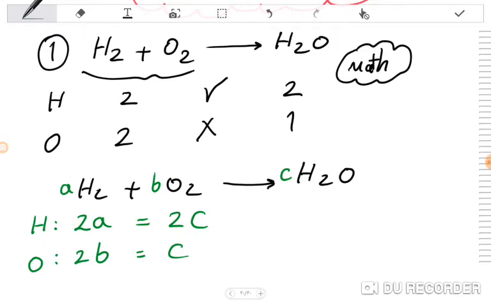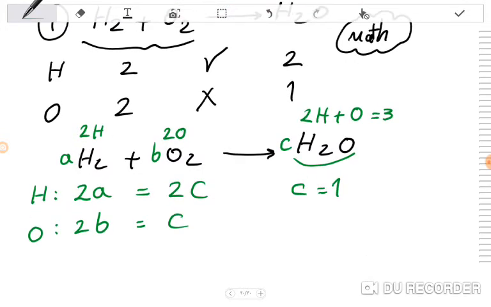Which of them? Please go back to the equation. Here we have 2 atoms of hydrogen. Here we have 2 atoms of oxygen. Here we have 2 atoms of hydrogen plus 1 atom of oxygen, so 3 atoms in this compound. Okay? Which compound has more atoms? We suppose the coefficient for this is equal to 1. We take C equal to 1.